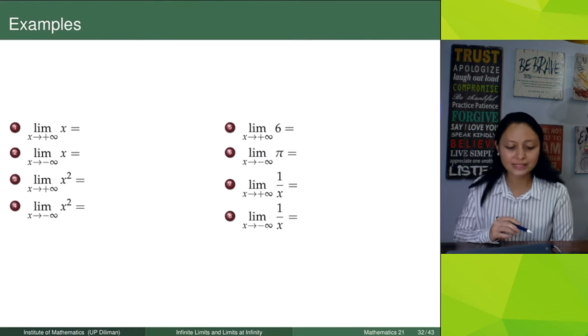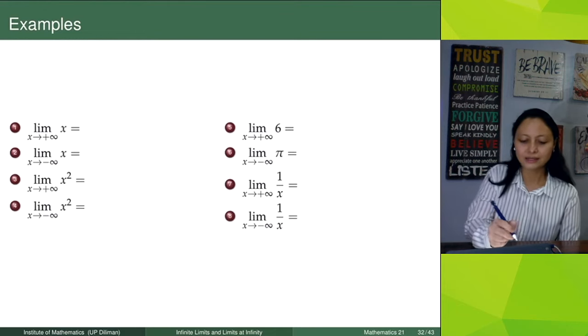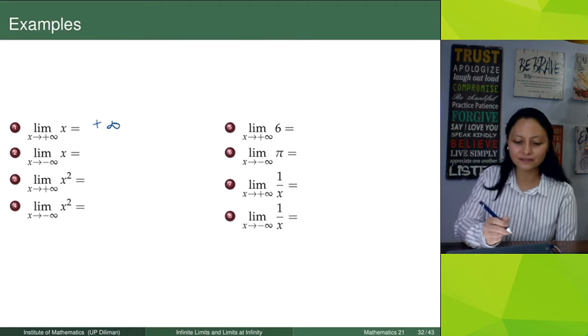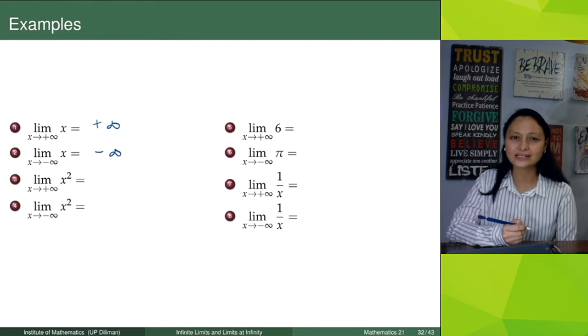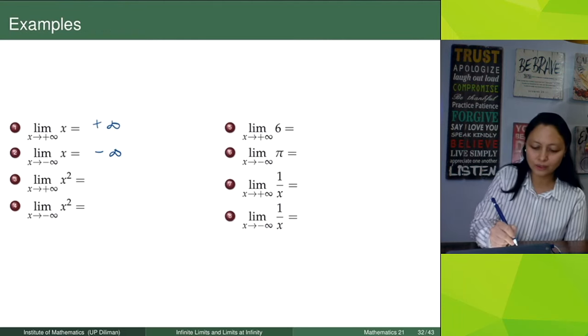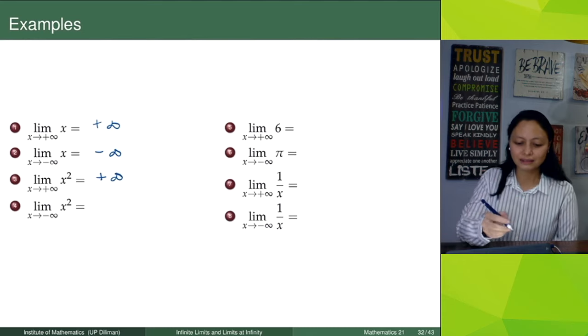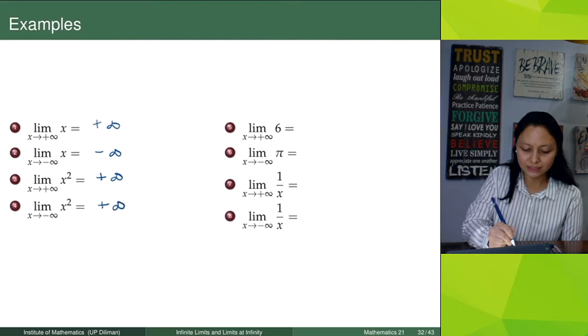So, some quick examples. So, the limit of x as x approaches positive infinity is positive infinity. The limit of x as x approaches negative infinity is negative infinity. The limit of x squared as x approaches positive infinity, so you have positive infinity squared, that's equal to positive infinity. The limit of x squared as x approaches negative infinity, so you have negative infinity squared, any number squared, kahit infinity, that will be positive infinity.